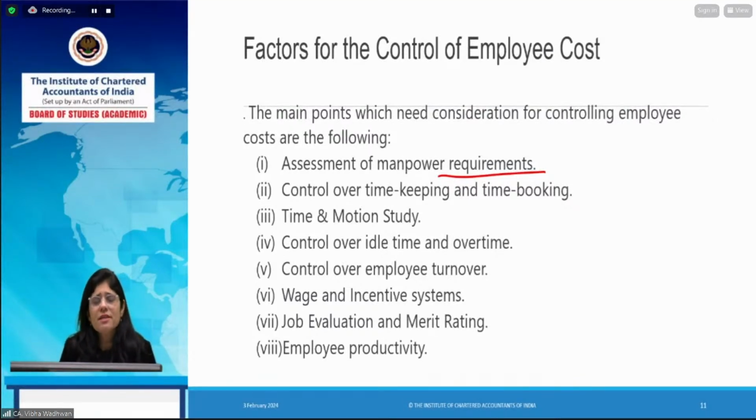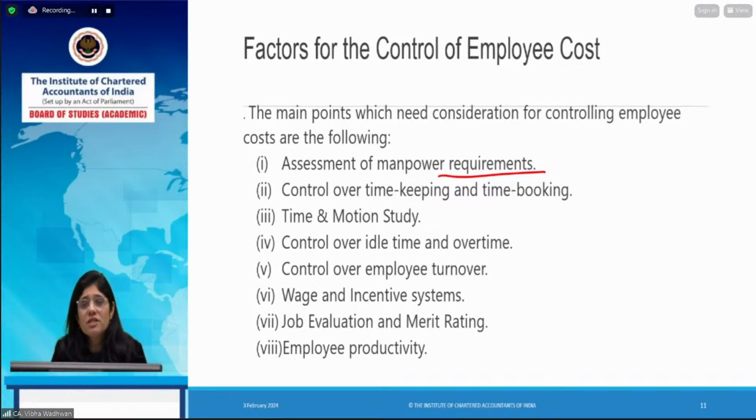Control over employee turnover. Many employees leave the organization frequently, joining and leaving. If employees leave the organization very frequently, what happens? Again, you have to hire another person. Again, you have to give them training. Again, till the time they get settled, the production will also suffer because a new employee cannot give you that production efficiency which an existing employee gives. So it carries a cost. So we have to control employee turnover.